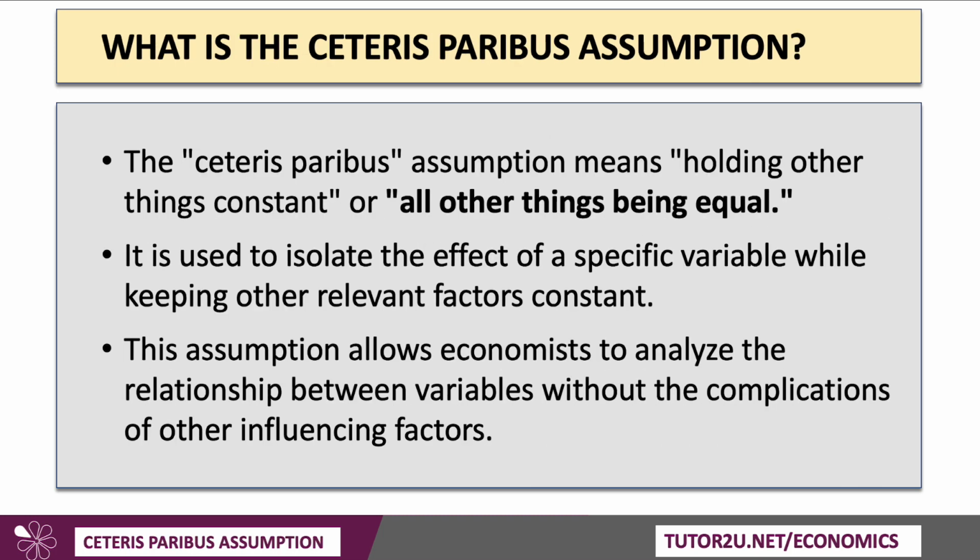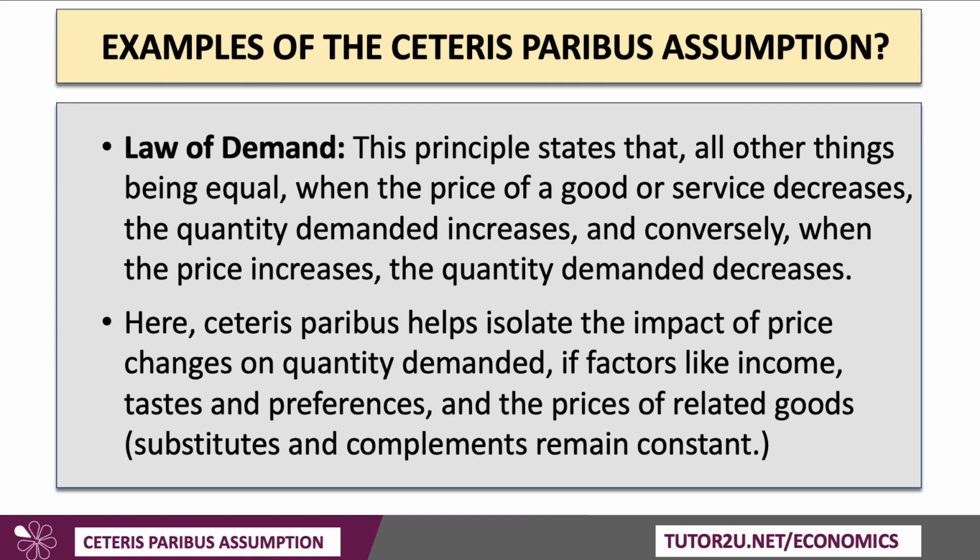One of the assumptions you'll come across quite quickly in your economics course is the ceteris paribus assumption. All that means is all other things being equal, we hold other things constant. So we do that to isolate the effect of a specific variable whilst keeping other relevant factors constant. So, for example, the law of demand. Other things being equal, or ceteris paribus, when the price of a good or service decreases, the quantity demanded goes up. If price goes up, quantity demanded goes down. However, lots of other factors affect demand for fresh food or whatever it is, or foreign holidays: incomes, tastes and preferences, the prices of substitutes and complements. So we hold those factors constant.